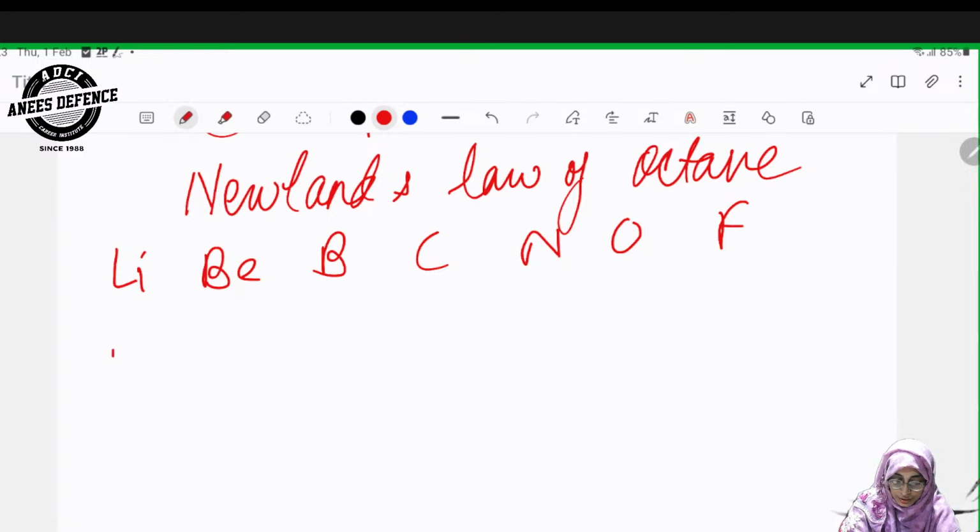That is what sodium here in Newlands. The 8th element has the same properties as the first element, starting with lithium. The 8th element is sodium, and the properties of lithium and sodium should be comparable according to this law.